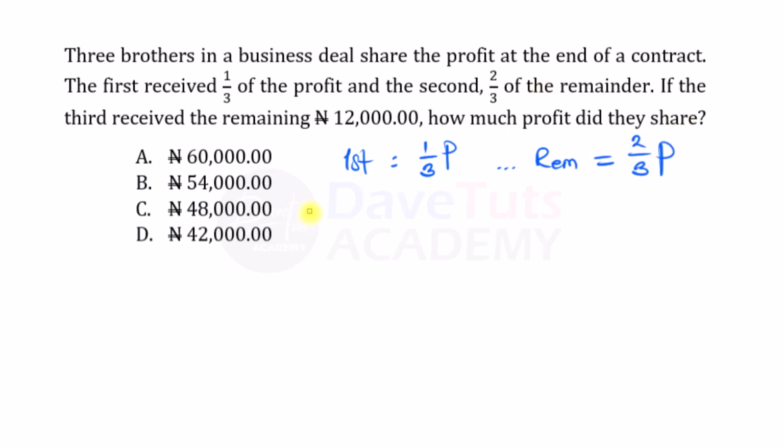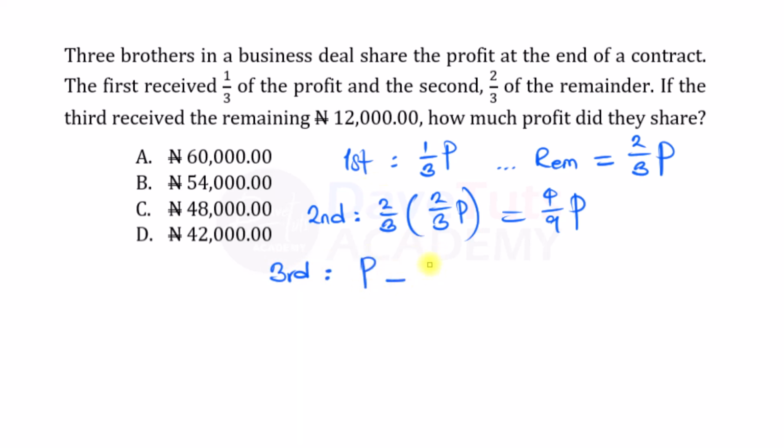And then the second child, look at this, the second child is now taking 2 over 3 of the remainder. That's 2 over 3 of 2 over 3 profit, and that's going to be 4 over 9 of the original profit. Now the third child received 12,000 naira. So now we need to just find a fraction for the third child. That third child is definitely going to take the total profit minus what the first child took, which is profit over 3, minus what the second child took, which is 4 over 9p.